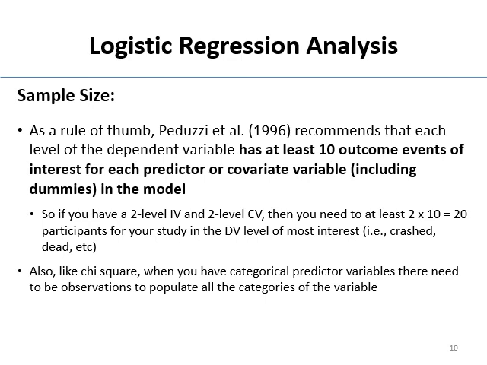So like chi-square, if you have categorical predictor variables, there need to be observations that populate all categories of the variable, so you can't have empty categories or categories less than 5. Basically, a good rule of thumb is that I need 10 participants per category or per level of independent variable.